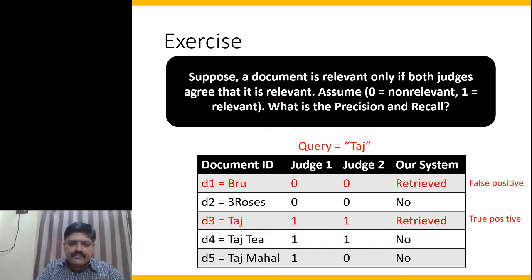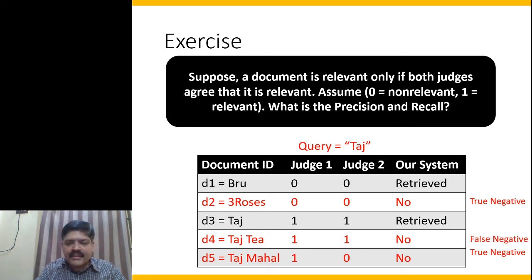Okay, so in our terms, we could also call the first one, D1, a false positive. It is positive because it is retrieved, and it is false positive because it shouldn't have been retrieved. It's a non-relevant document, whereas D3 is a true positive, right? Let's continue with the negatives as well. We have D2 as a true negative. It shouldn't have been retrieved and it is not retrieved. Similarly, D5 shouldn't be retrieved and it's not retrieved.